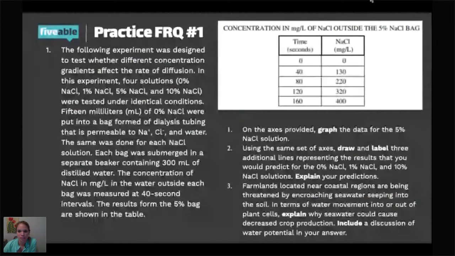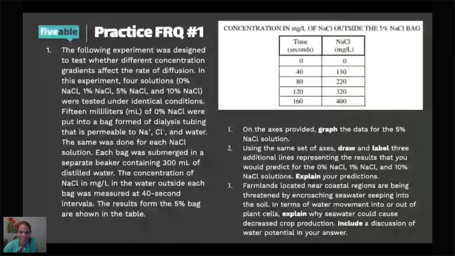All right, last thing for the night, y'all. Here we go. I'm sorry this font is kind of tiny, but I wanted to fit it all on a single slide. It says here that the following experiment was designed to test whether different concentration gradients affect the rate of diffusion. Concentration gradient, remember, has to do with concentration of solutes, high to low. In this experiment, 4 solutions, 0% NaCl, 1% NaCl, 5% NaCl, and 10% NaCl were tested under identical conditions.